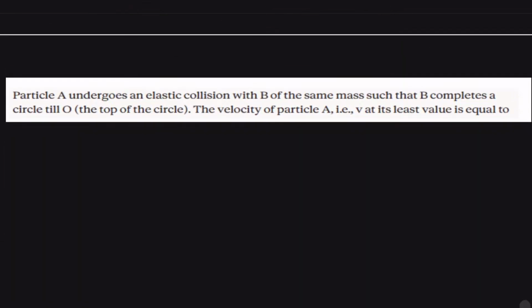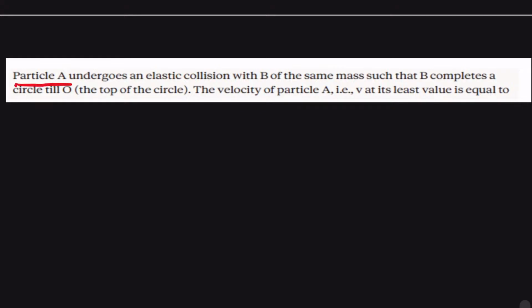It states that a particle A undergoes an elastic collision with B of the same mass such that B completes a circle till O, the top of the circle. The velocity of particle A, that is V, is at least equal to what? This is a very interesting question, so let me draw the basic figure.